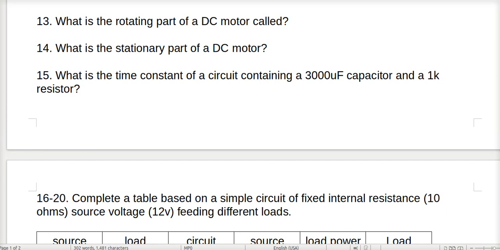Number 15, what's the time constant of a circuit with a 3,000 microfarad capacitor and a 1K resistor? Capacitor is charged through a resistor, and I think you may have looked up the time constant already on a different worksheet, so I'm just coming back to try and reinforce that, if you will. You can look up time constants if you'd like on Google and get there.